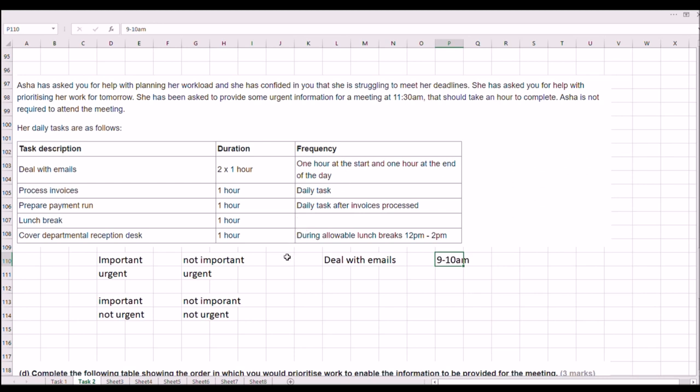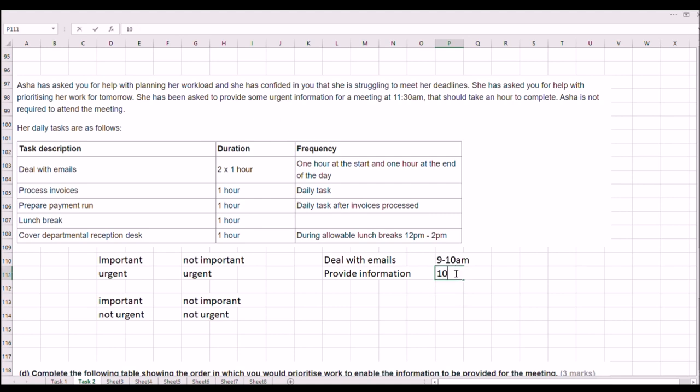She's then got to do her important thing, hasn't she? She's going to provide the information. She has to do that between 10 and 11:30. That's the hour and a half we got there. And she has a lunch break for an hour, isn't she? Which she's got to fit somewhere in there. But she's got a meeting between 11, and it takes her an hour, isn't it? That's about 1 hour.